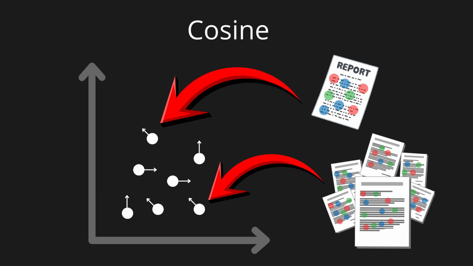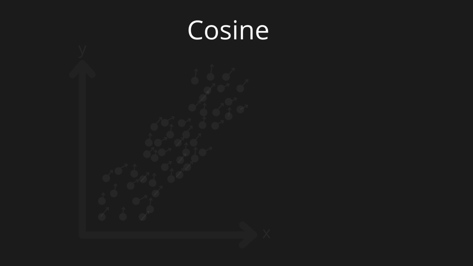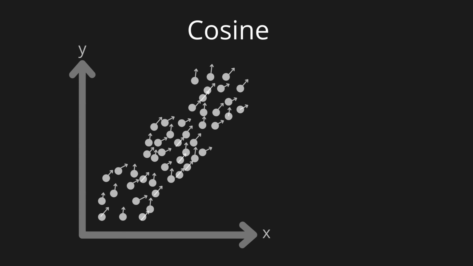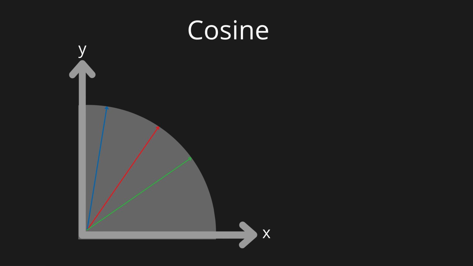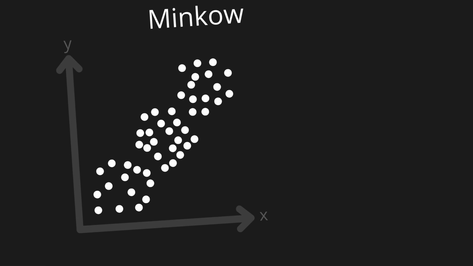Cosine distance measures that angle between directions. The smaller the angle, the more similar the documents. In k-means, clusters form like slices of a pie, each capturing a distinct direction. It's perfect for text analysis, recommendation systems, and any case where magnitude doesn't matter, just orientation.